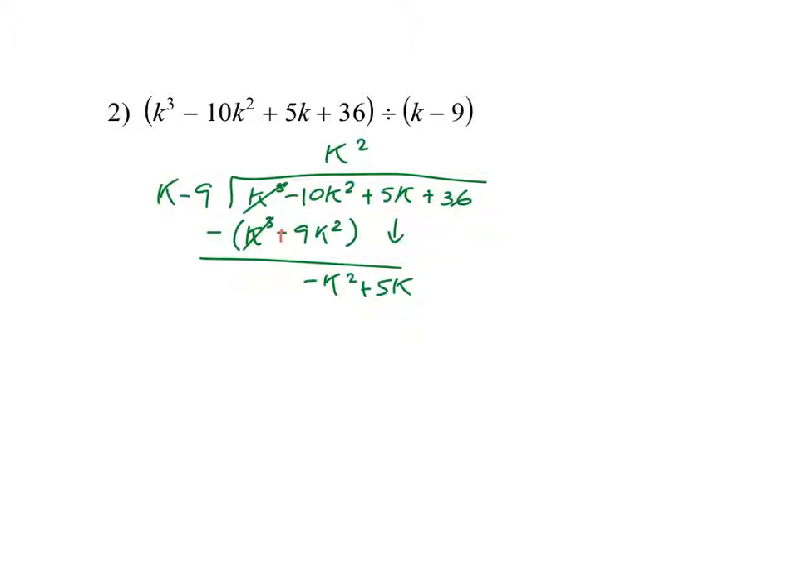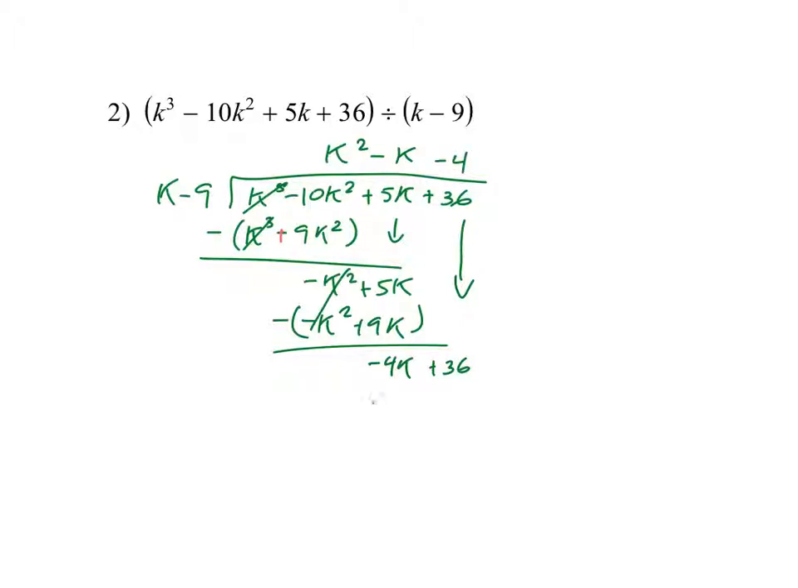So negative k squared divided by k is negative k. And again, I have negative k squared plus 9k. And again, I'm subtracting, so this cancels out. 5k minus 9k is negative 4k. And I'm bringing down the 36, so plus 36. Now, negative 4k divided by k is negative 4.